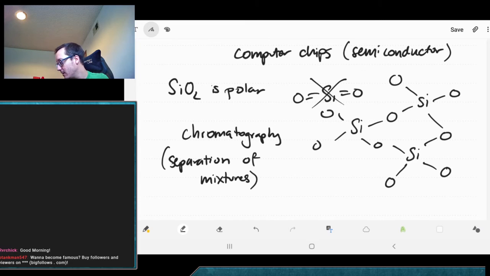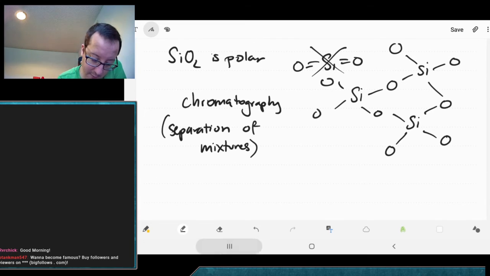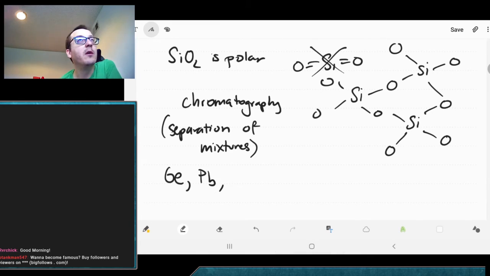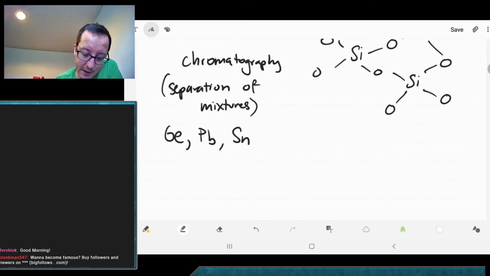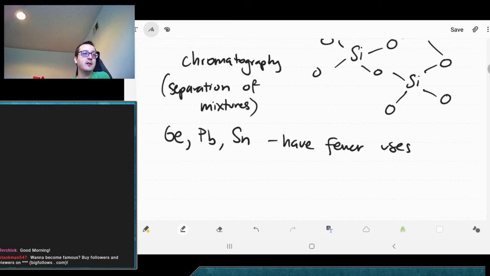Asbestos is made of silica. Asbestos will kill you. Silicone, who cares? Alright. We have a few other ones. Germanium, lead. What's above germanium? Oh, tin, of course. These have fewer uses. As always, it's usually the first two for us that have the most uses.